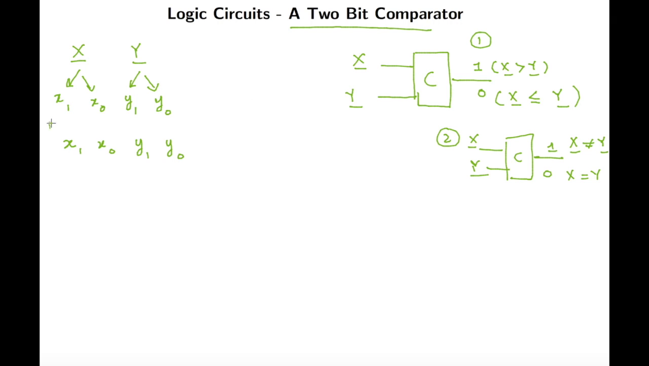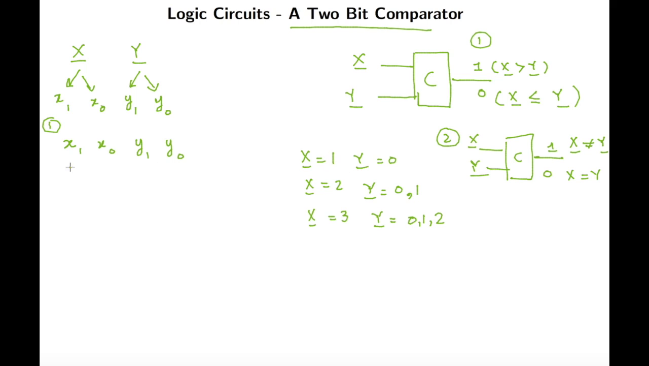Now I'm designing the case 1 kind of comparator, in which whenever x is greater than y, I get a 1. What are the conditions in which x is greater than y? We have 2 bits, so we can have 0, 1, 2 or 3 as the numbers. So the cases are: x is equal to 1 and y is equal to 0, x is equal to 2 and y is equal to 0 or 1, and if x is equal to 3, y is equal to 0, 1, or 2.